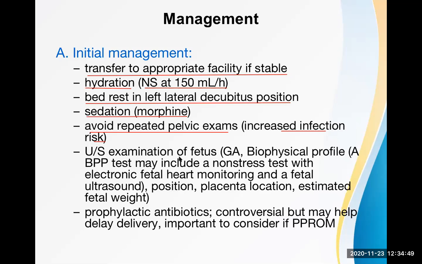Do ultrasound examination of the fetus. Make sure what is the gestational age of the fetus, what is the condition of the fetus there. That is known by biophysical profile, also known as BPP in the short form. This biophysical profile test may include a non-stress test with electronic fetal heart monitoring and a fetal ultrasound. Just remember the concept here, okay? This test is done to know whether the baby is normal there or not.